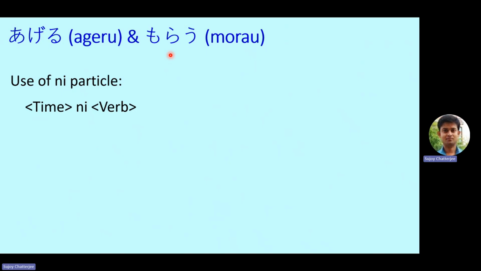or 6 o'clock. So time ni verb, rokuji ni okimasu. That means I wake up at 6. So this is one usage of the ni particle.